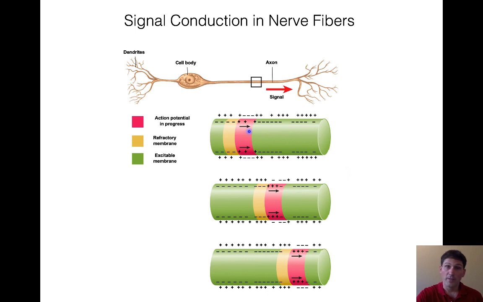Now remember, in the red zone, this is our absolute refractory period, so there's no other stimulation that's going to do anything here because we're already in an action potential. In the yellow, we just need a lot stronger of a stimulus coming in to get us closer to threshold and fire. So it can happen, but that's our relative refractory period.